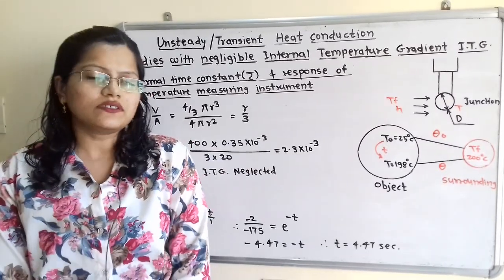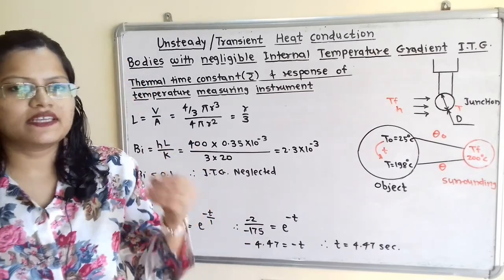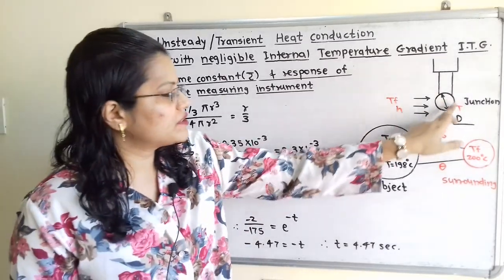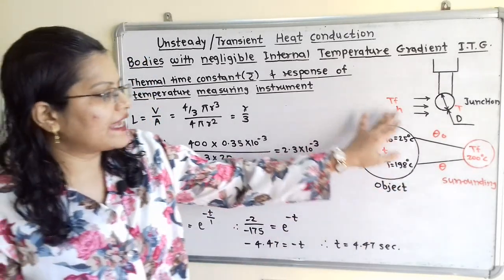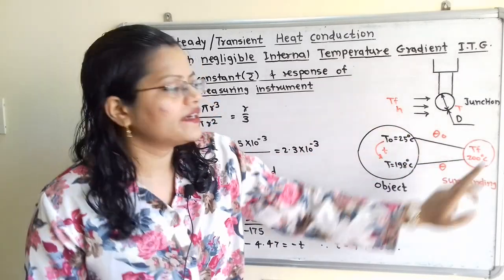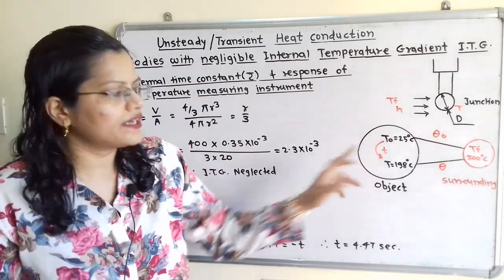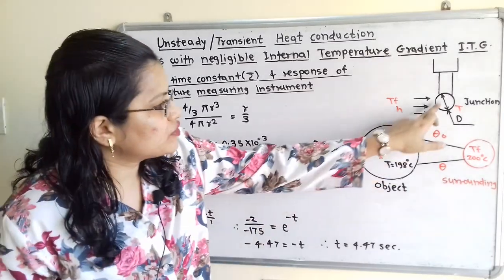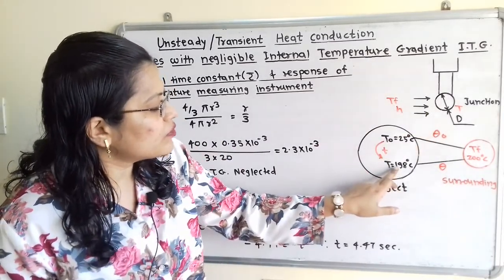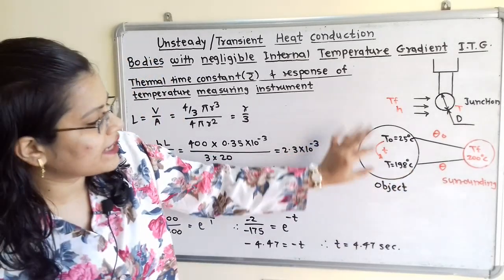Now we will move to the second question. Here initially at time t equal to 0, the temperature of the junction T0 is 25 degrees Celsius and the gas temperature is 200 degrees Celsius. For some time t, heat transfer takes place and the temperature of this junction will reach 198 degrees Celsius, and we have to find out what that time period t is.